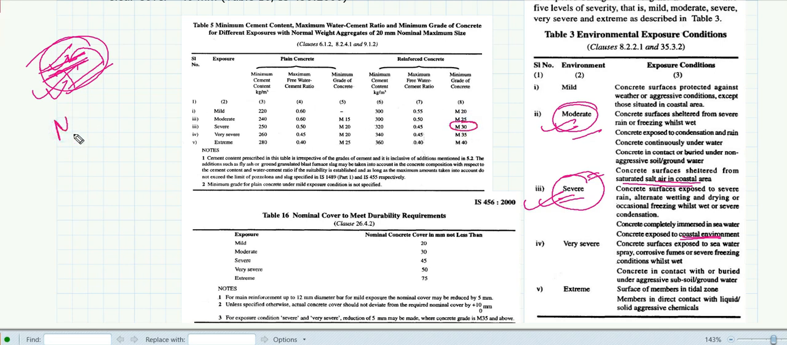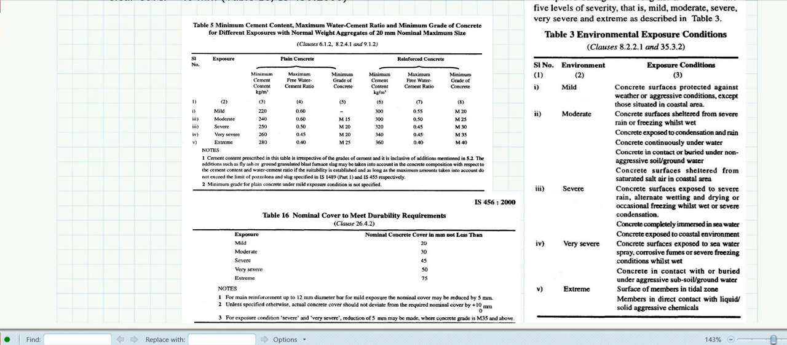That means you can use M35 or M40, but minimum you have to use M30. You cannot use M20 there. Okay, now, as for our condition, we are assuming that we are in severe condition, so M30 you have to use. But for our safety purpose, because we are designing, it's in your hand what grade of concrete you are going to use.